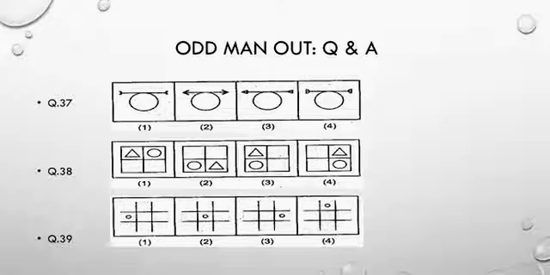Now let's go to question number 38. In question number 38, there are four problem figures given. In each of the problem figures, there is one basic structure which is made of a rectangle. The rectangle has been divided into four equal parts with the help of two lines intersecting each other in the middle.